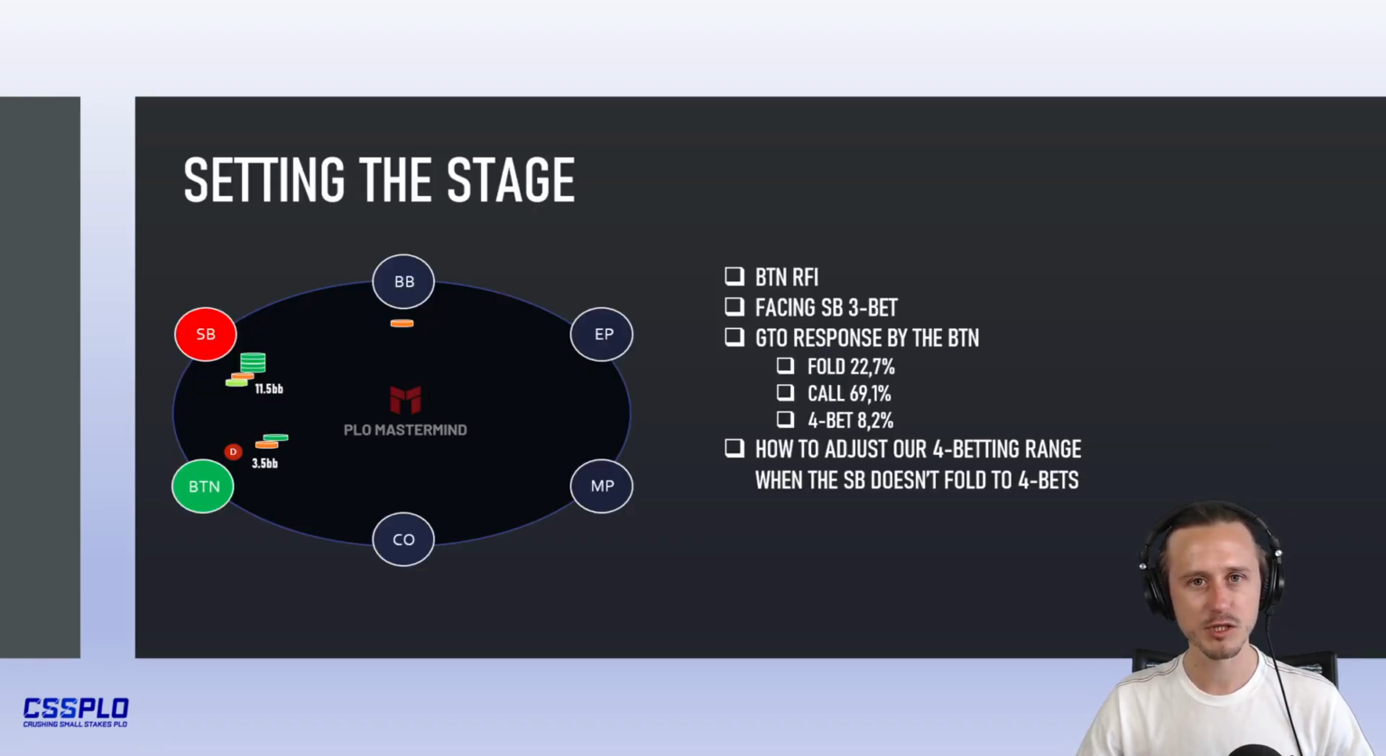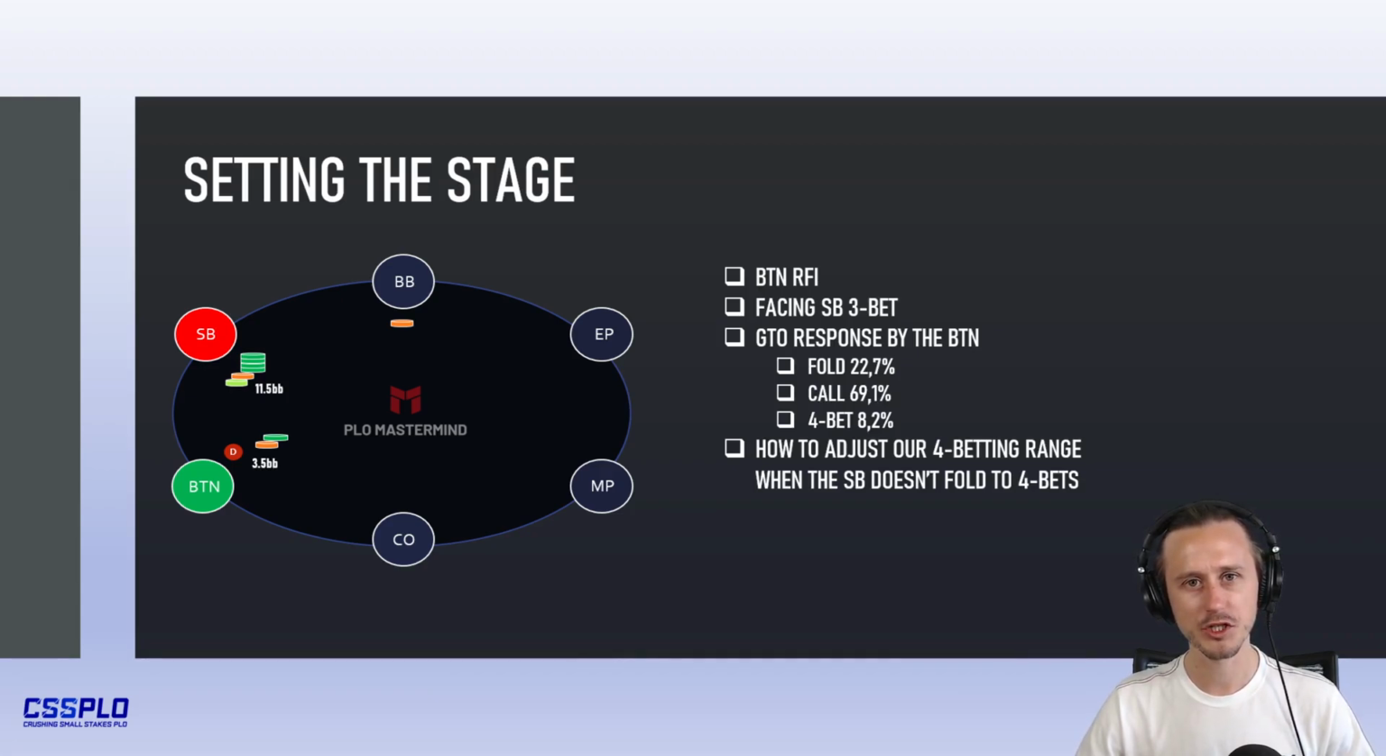Today we're going to look specifically at the button versus small blind scenario. So we open raise at the button, the small blind 3-bets us, the action folds to us, and we now have to decide whether to fold, call or raise, in other words 4-bet. In a GTO setting, we are folding around 22.7% of the time, calling 69.1%, and 4-betting 8.2%.